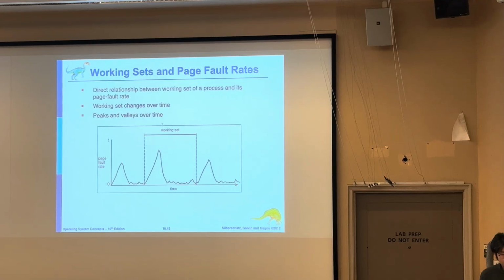So, the relationship between working set and page fault rates. There's a direct relationship between the working set of a process and its page fault rate. This is very obvious. If the working set is very high and its allocated memory is very small, then the page fault rate will be very high. And the working set of a process changes over time as it peaks and valleys. Because the working set changes, you can dynamically adjust the amount of memory that you allocate to every process.